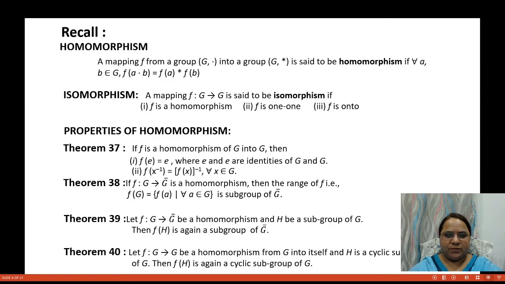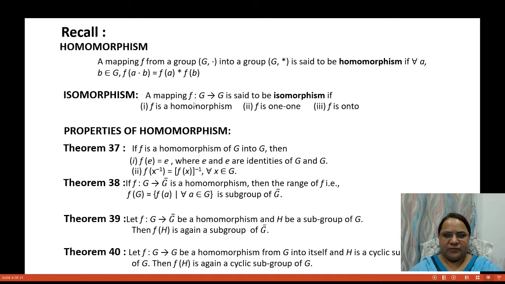Let us recall the previous session, that was 14. What was homomorphism, isomorphism, what was the condition for homomorphism? A mapping f from G dot into G star is said to be a homomorphism if for all a, b belongs to G, f of a dot b must be equal to f of a star f of b.